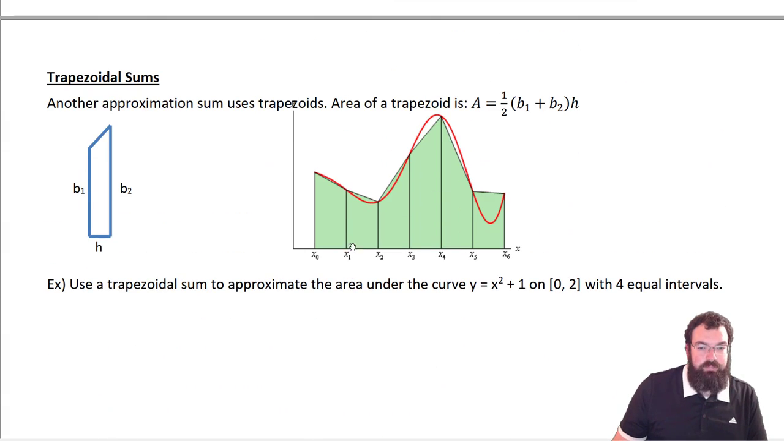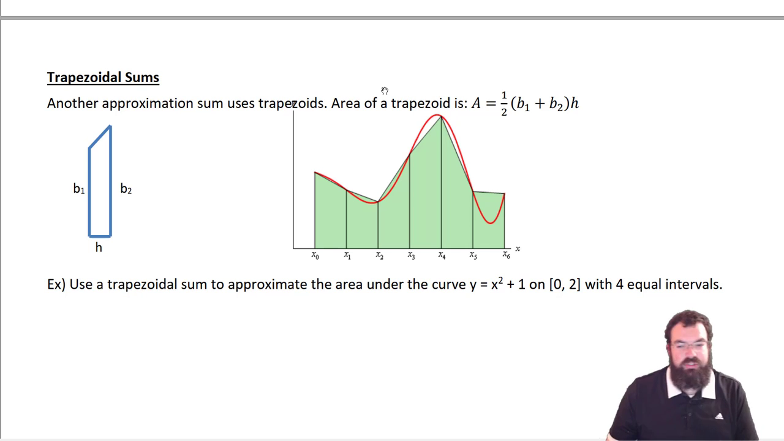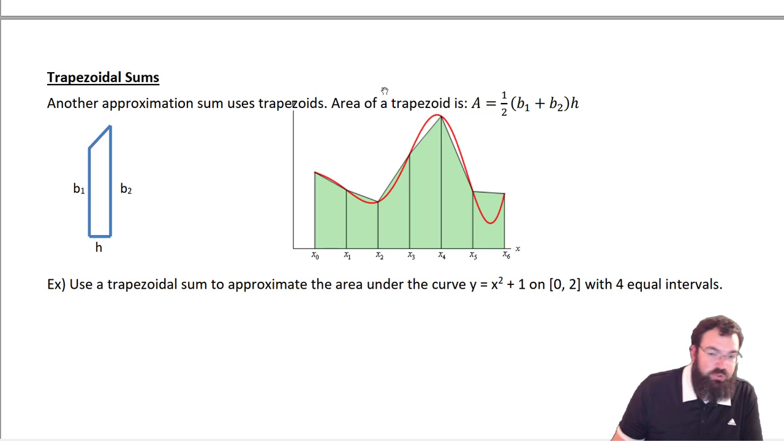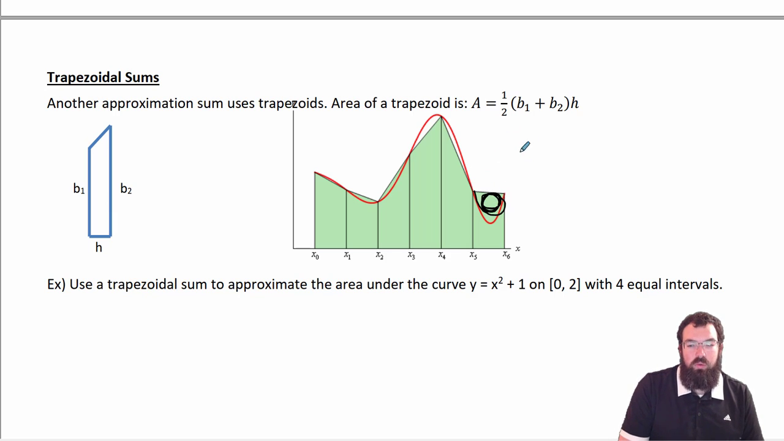All right, next one is called a trapezoidal sum. Trapezoidal sums are one of the more accurate approximations. It's more accurate than left and more accurate than right. But you can see that there are some places where it's not very accurate. And if you actually look down here, it's not very accurate.